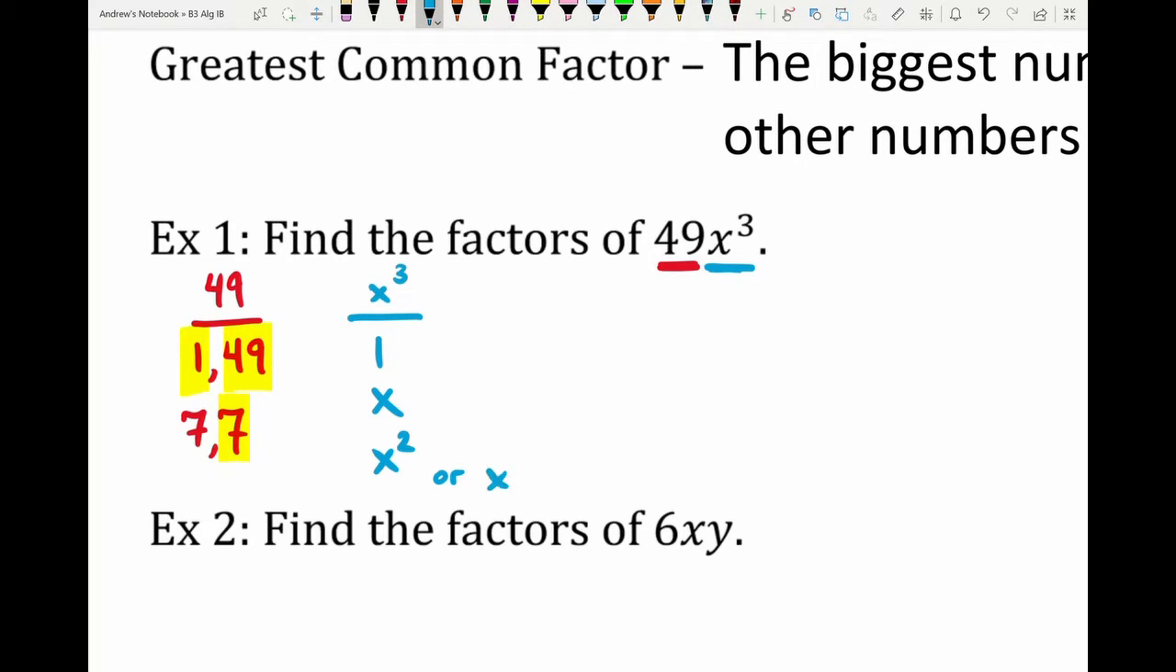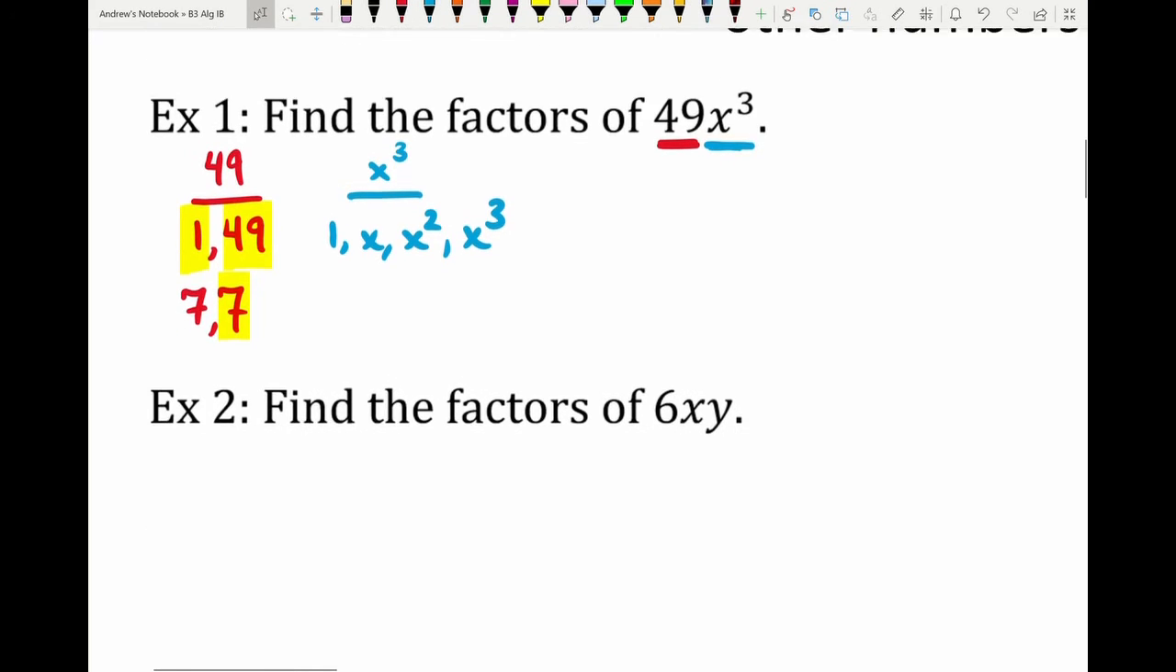Or I could even take out all 3 of those x's, right? x to the third. So x to the third actually has those 4 factors: 1, x, x squared, and x to the third. That's all there really is to finding the factors.